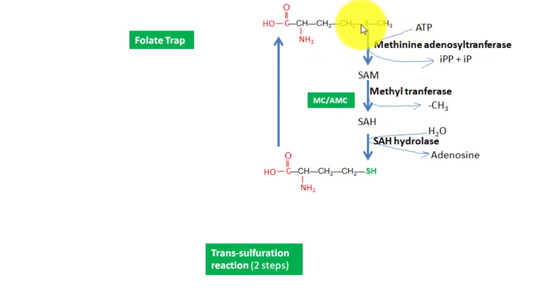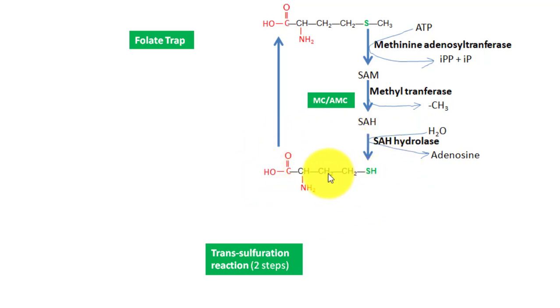This methionine will react with ATP and it will be transferred to ATP, and this will form S-adenosyl methionine. S-adenosyl methionine is called active methionine, and it will transfer a methyl group to form compounds called creatine or catecholamines and many more important compounds in our body. After that this SAM will convert into SAH, S-adenosyl homocysteine, and after hydrolysis it will form homocysteine.